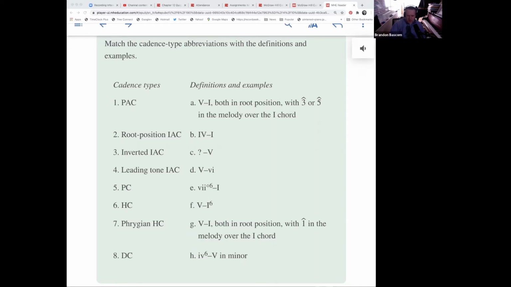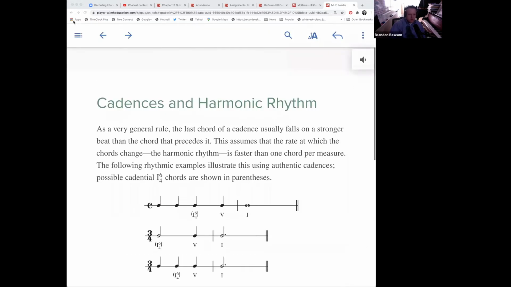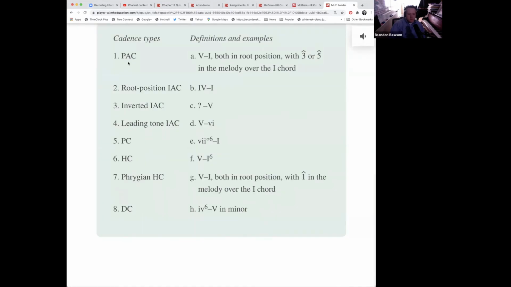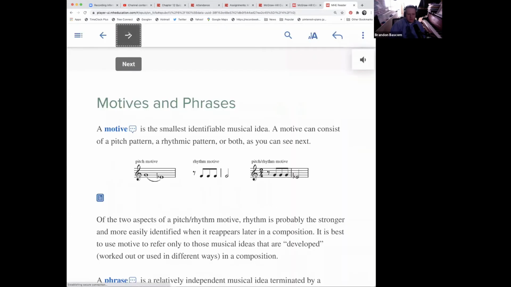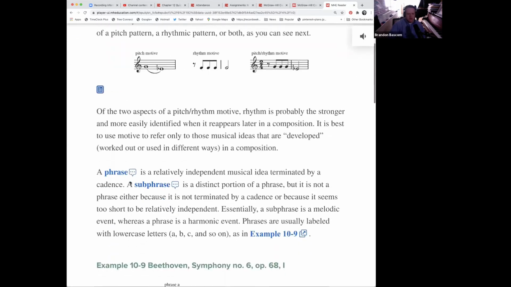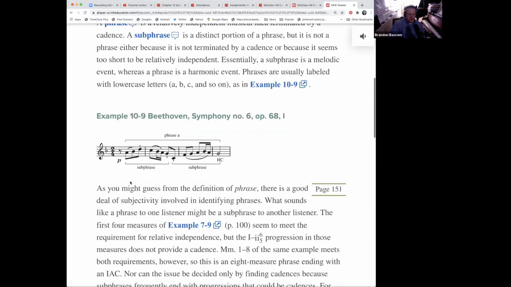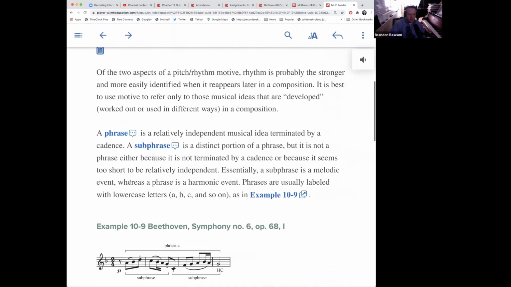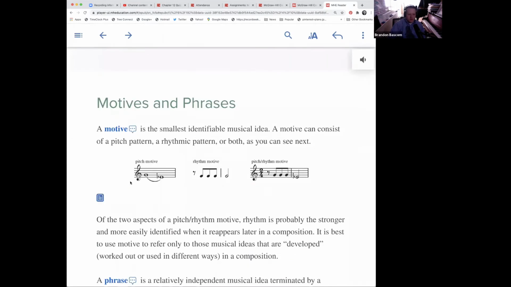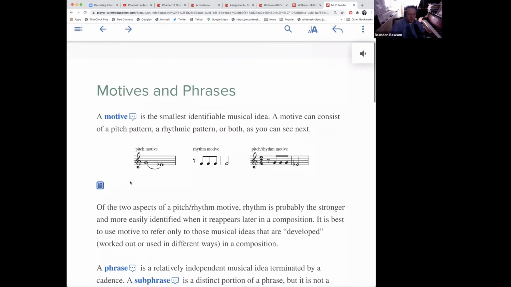This chapter was also the chapter where we got to learn about periods and sentences and double periods and all that fun stuff. Motives. What's a motive? Smallest musical idea. Can be rhythmic or melodic, or both?